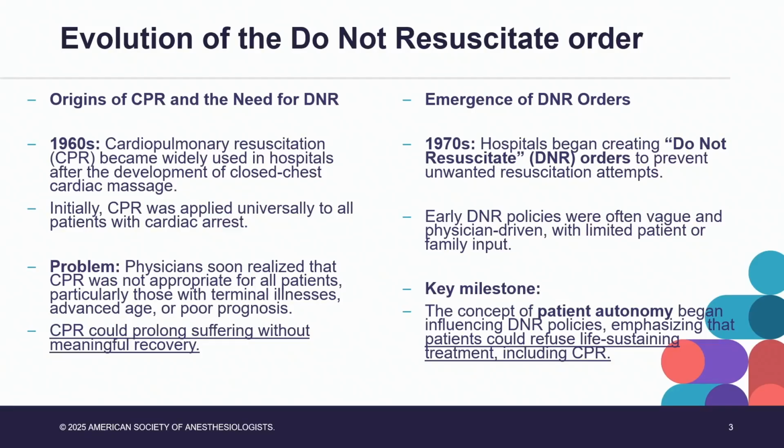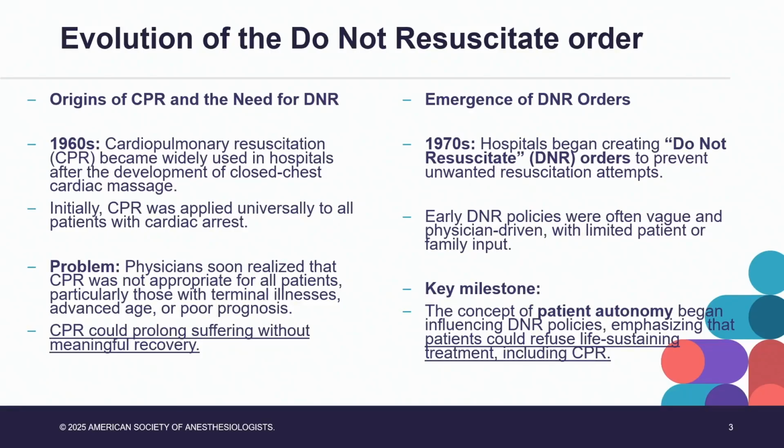Emergence of DNR orders started in the 70s. Hospitals began creating do not resuscitate orders to prevent unwanted resuscitation attempts. And early DNR policies were often vague and physician-driven with limited patient or family input. Nobody asked patients or families what they wanted. They just thought, this person is appropriate for resuscitation. This one should not get CPR. So it was really very paternalistic.